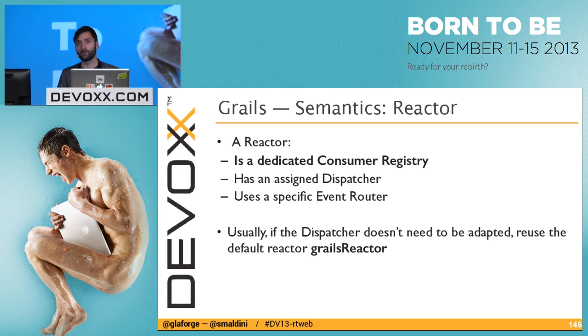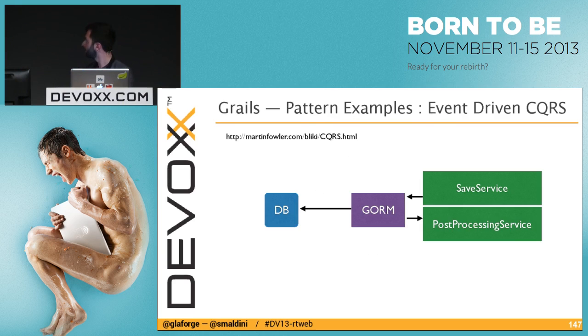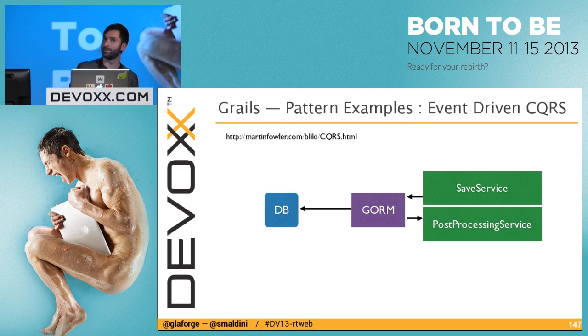The Reactor plugin creates for you a default reactor called Grails Reactor. You can override these settings. But by default, if you don't specify a reactor when you call the reactor method, it's going to send the event to that one.